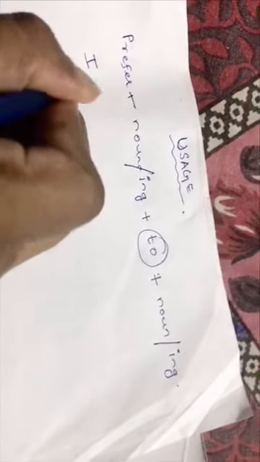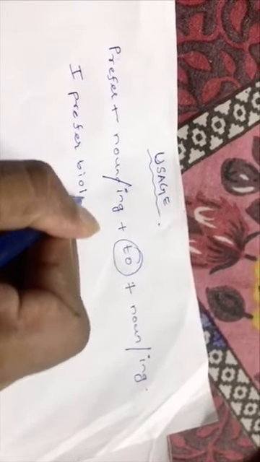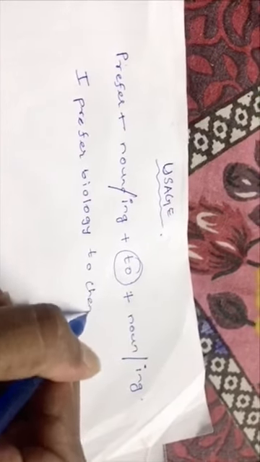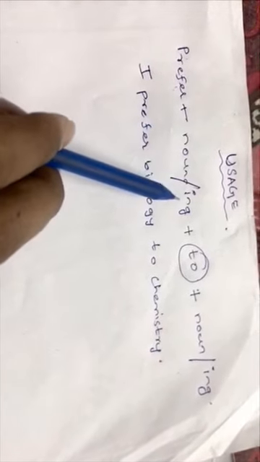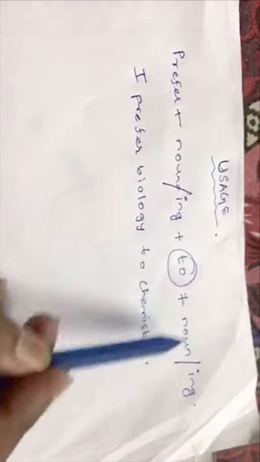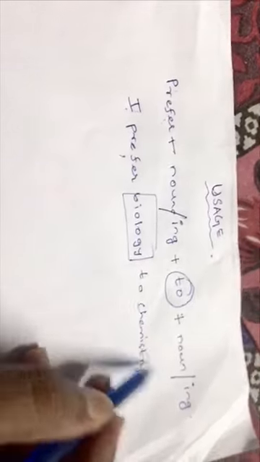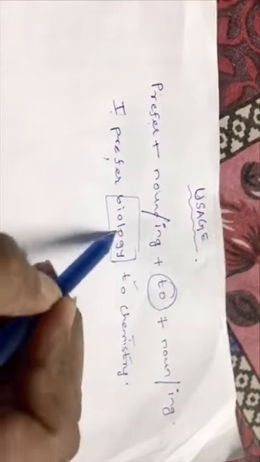Okay, now we'll see the usage of the same particular formula. Suppose if I take the same example of a kind like: I prefer biology to chemistry. Got it? Now see, if we check out our formula, prefer plus noun or ing plus our keyword to plus noun or ing. Now see, I prefer biology to, we have our formula here, chemistry. Correct? Noun to noun, noun to noun.